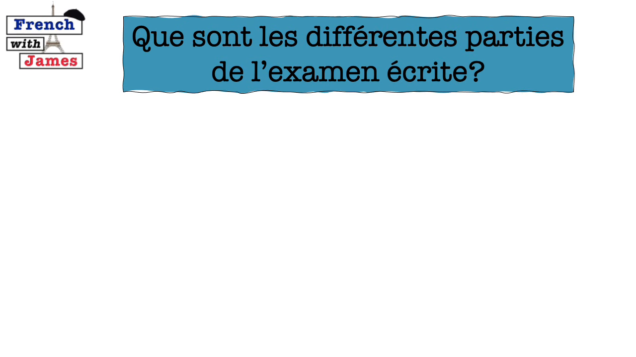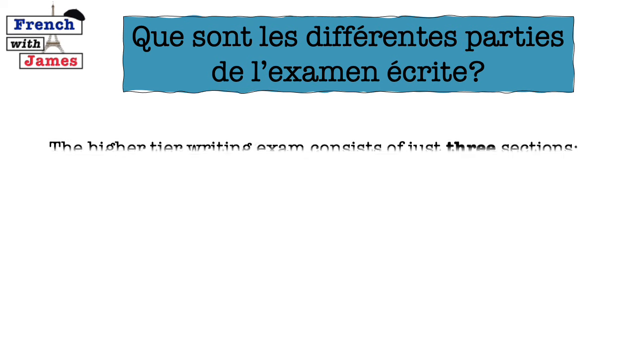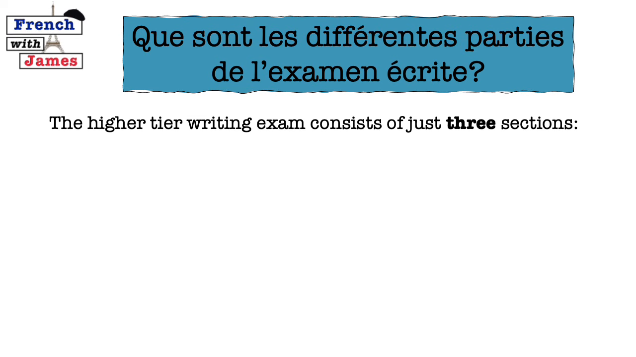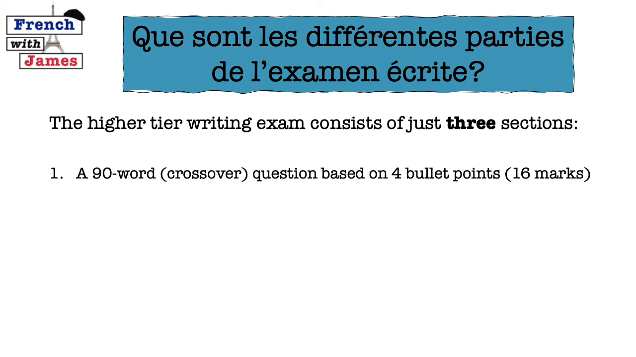What are the different parts of the written exam? Now, the higher tier writing paper consists of just 3 sections. The first is a 90-word question, which is based on 4 bullet points and it's worth 16 marks. This question is called the crossover question because it's the first one on the higher paper and it's also exactly the same as the 4th one on the foundation paper. So you'll sit this one whether you do foundation or higher.